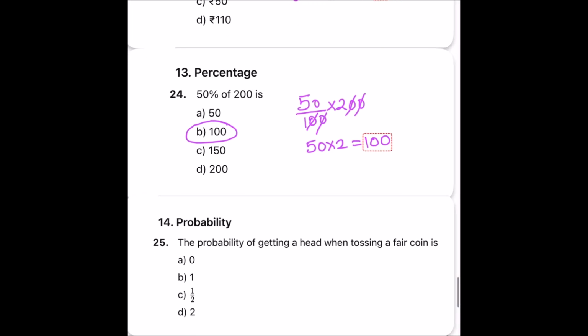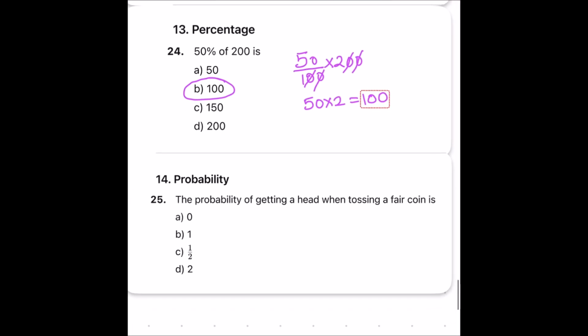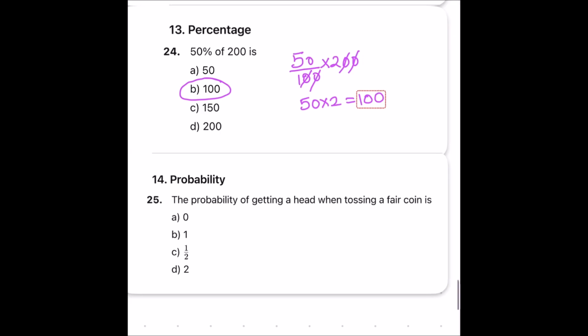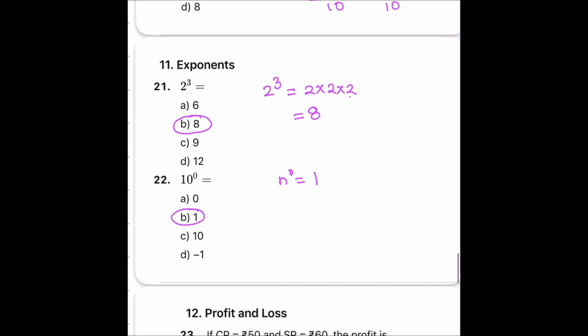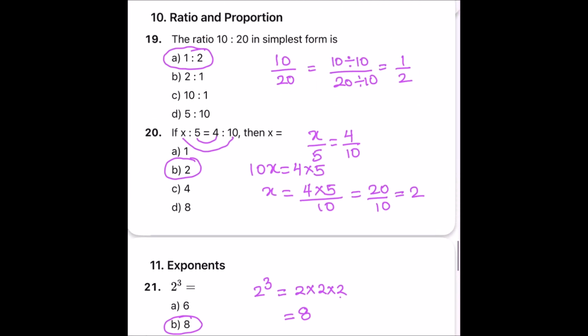And our last question, which is from the chapter of probability, is, the probability of getting a head when tossing a fair coin is. The probability of either head or tail when tossing a fair coin will be 50%. It can be head, it can be tail. So the answer will be half, which is 50%. Option C. So this completes our 25 important MCQs of class 7th math.